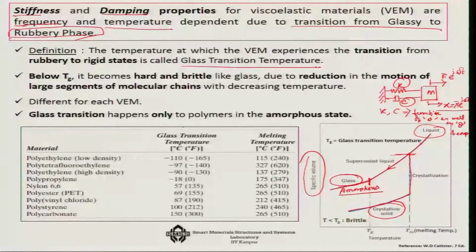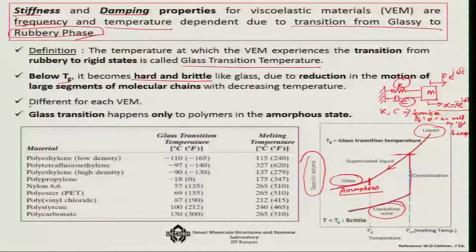So, below this glass transition temperature Tg, the material will be very hard and brittle like glass, and this is mostly due to the reduction in the motion of large segments of molecular chains, because those chain motions will be frozen, as they will not get enough activation energy. And beyond this you will get the rubbery behavior.